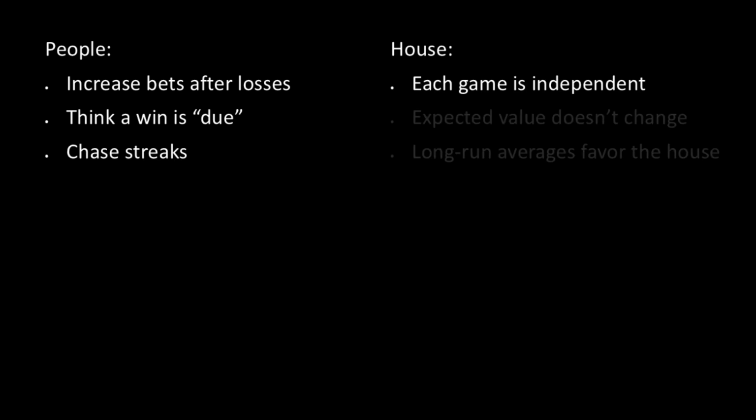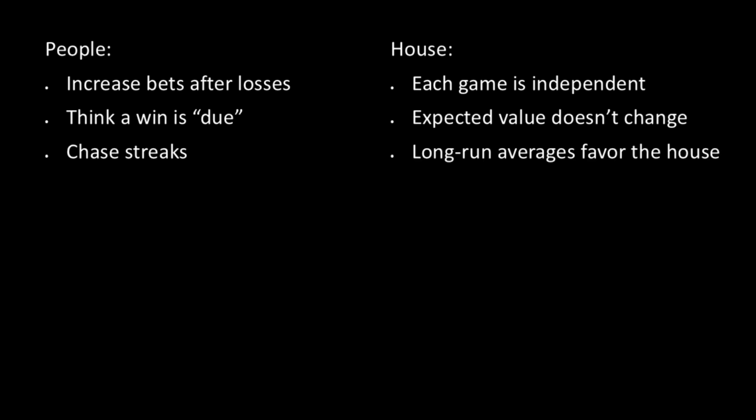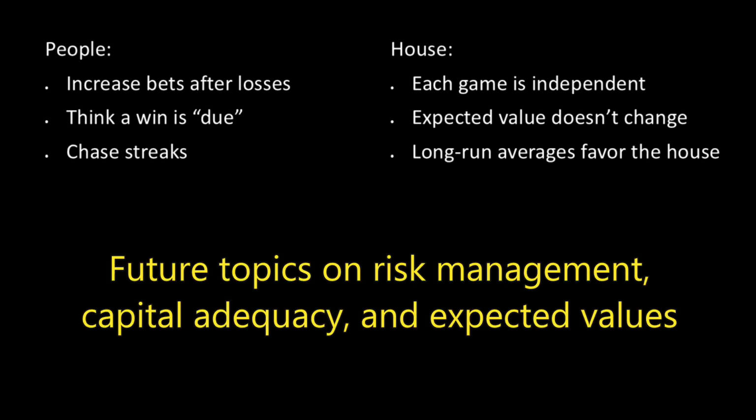People increase bets after losses, think a win is due, and they chase streaks. But the house knows that each game is independent, expected value doesn't change, and long-run averages favor the house. This fallacy turns randomness into false hope. And in the future, we'll talk about topics of capital adequacy to bring home this point.